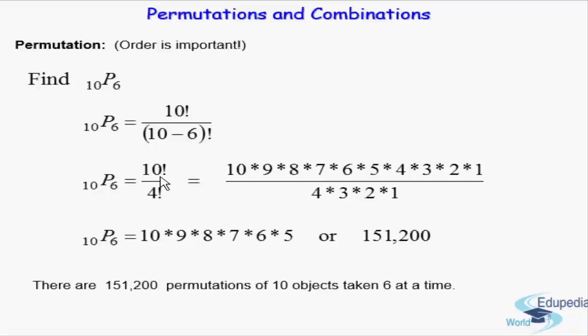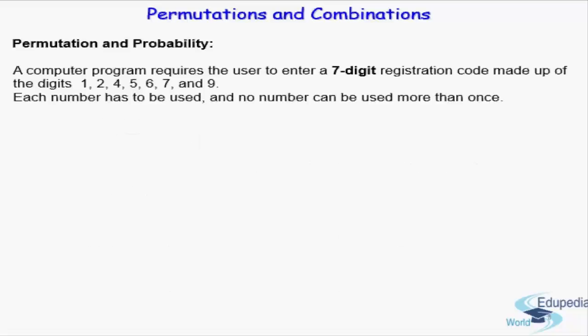All you need to do is plug in the values. You already have a factorial function in your calculator. But instead of doing that, why don't you cancel out all these terms with these terms at the end, 4 into 3 into 2 into 1? The denominator is going to cancel out the terms in the numerator, and this is what you're going to get. Moving on, you'll see that the answer is 151,200 different permutations of 10 objects taken 6 at a time.